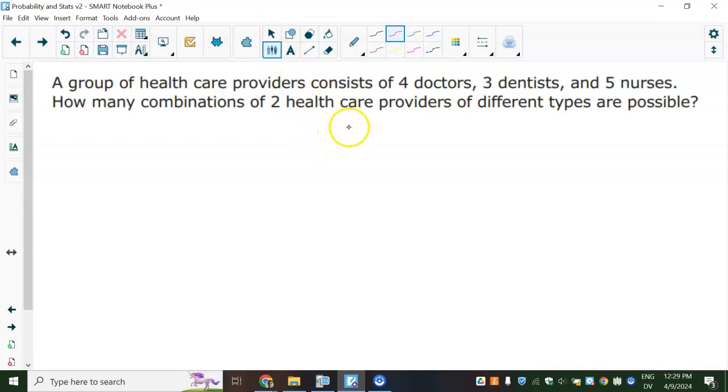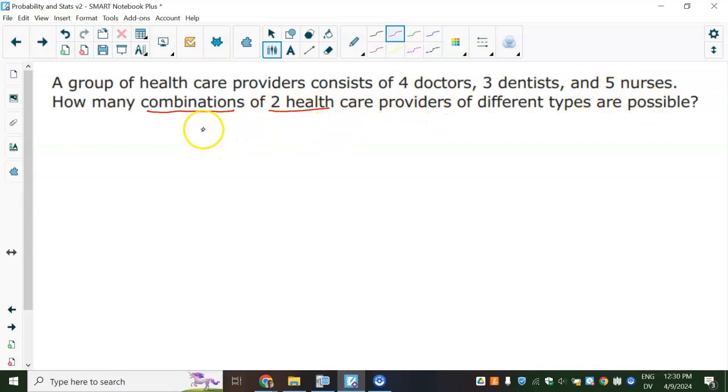Okay, so the first thing is I don't really like the word combinations here because this really isn't a combinations one. You're just picking 2 healthcare providers. So you're picking one doctor and one dentist, or one dentist and one nurse. This is really a counting principle because you have 3 categories: doctor, dentist, nurse. And what's confusing is you're not picking one from each of these, you're picking just 2 healthcare providers.